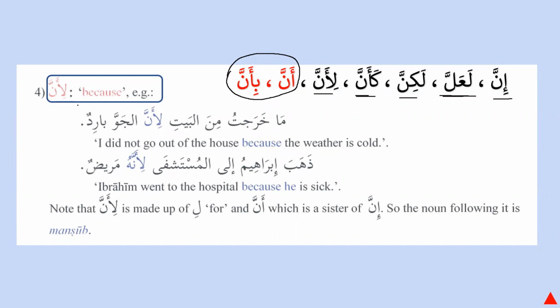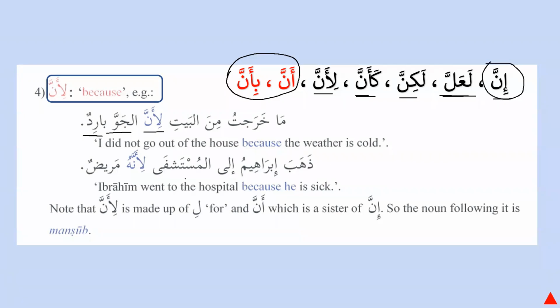Li'anna is the sister of inna, so that means it will have the same function as inna. Ma kharajtu min al-bayti li'anna al-jawwa baridun. So whenever we have li'anna, that means ismu li'anna will be mansub and khabaru li'anna will be marfu, the same thing that we learned about inna. So, I didn't go out of the house because the weather is cold.